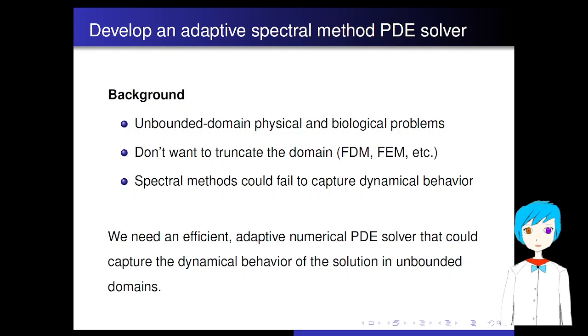If we use a finite difference method or finite element method, we usually need to truncate the domain to convert the unbounded domain into a bounded domain. But sometimes we wish to capture the solution's behavior in the whole domain. If we use spectral methods, because the basis functions are defined in the whole domain, we don't need to truncate the domain, but sometimes spectral methods could fail to capture the dynamical behavior of the solution as time evolves.